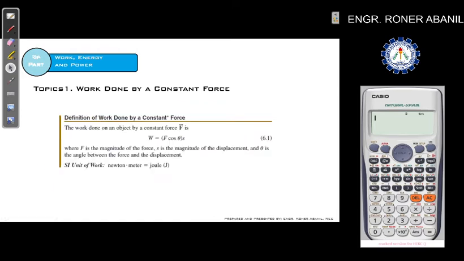So, ano nga ba yung definition ng work, definition of work done by a constant force? So, sabi dito, the work done on an object by a constant force F is work multiplied by the F cosine theta S. Okay? Where the F is the magnitude of the force, yung S naman is yung magnitude of displacement and the theta naman is the angle between the force and the displacement. Oh, and ulitin ko dito is SI unit nito is Newton meter or joule. Okay?